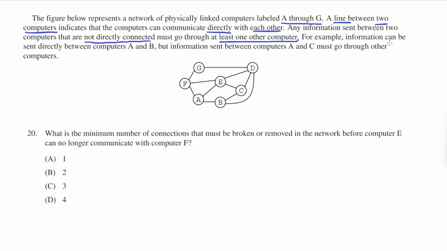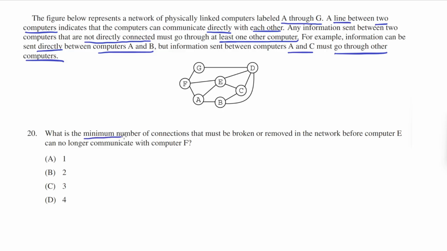For example, information can be sent directly between computers A and B, so from A to B, but information sent between computers A and C must go through other computers. So A is over here and C is here. They're not directly linked, so they have to go through other computers.